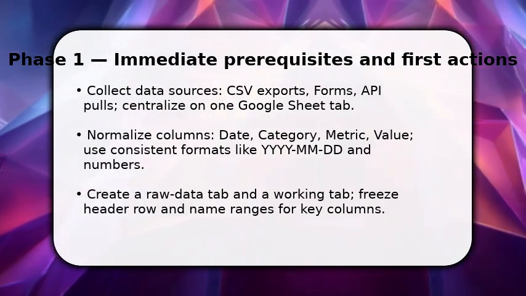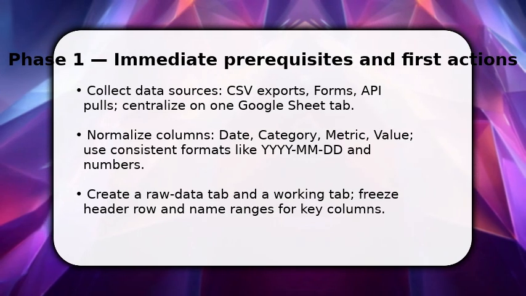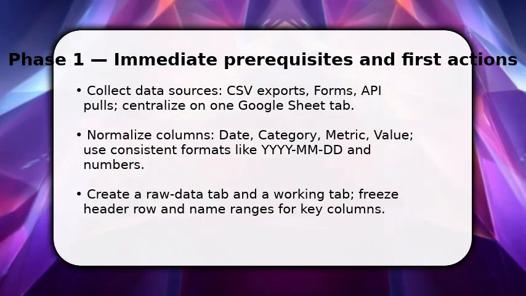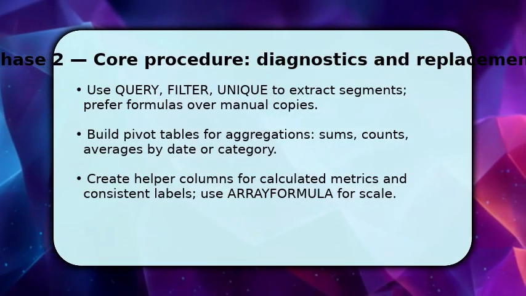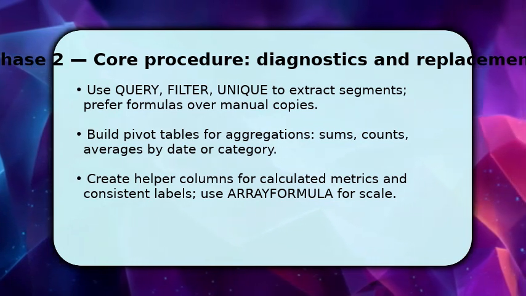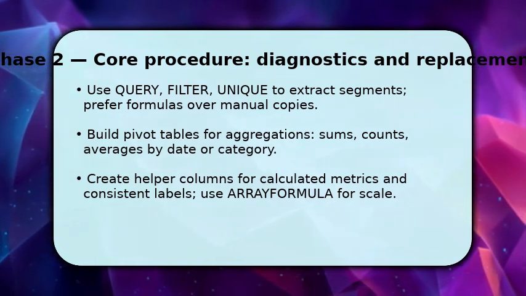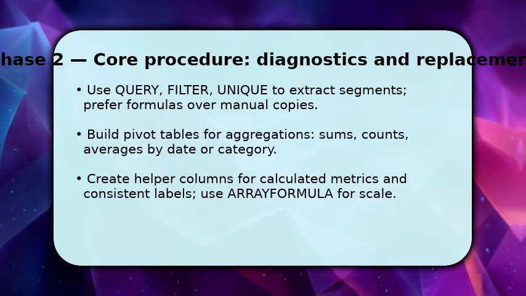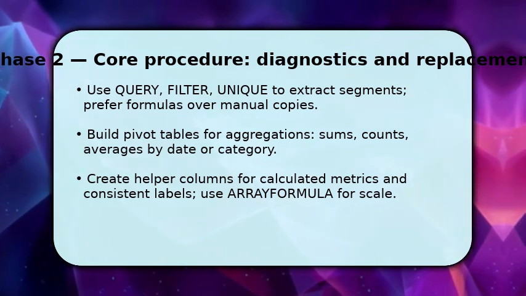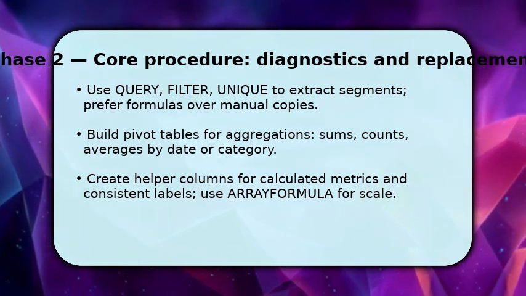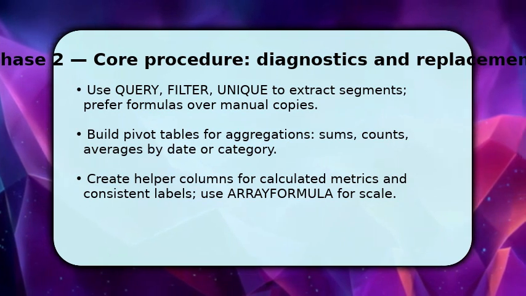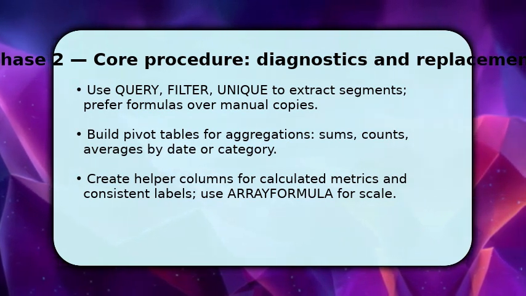Now you're ready to transform rows into the clean structure dashboards require. You now reshape data into dashboard-ready summaries. Start by using query and filter to isolate segments, because formulas update automatically when raw data changes. Once you have filtered sets, build pivot tables to aggregate sums, counts, and averages by date or category. Pivot tables are faster and less error-prone than nested formulas.